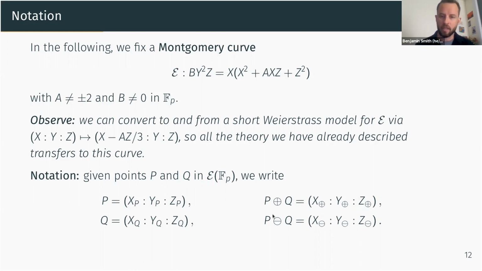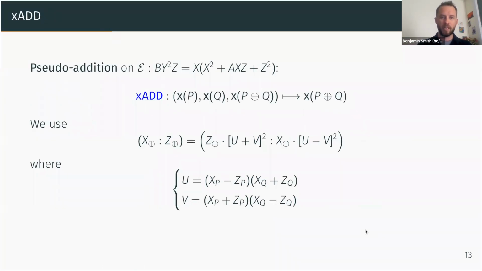Q, we do the same thing. For the sum, I'm going to write x plus y plus z plus, and for the difference, I'll write x minus y minus z minus. It's just going to make all of our formulas a little bit more readable. And then the pseudo addition on this curve, this being not quite a group law, given x of P, x of Q, x of the difference, it'll give you x of the sum. It's this. You compute this difference and this sum in the field.